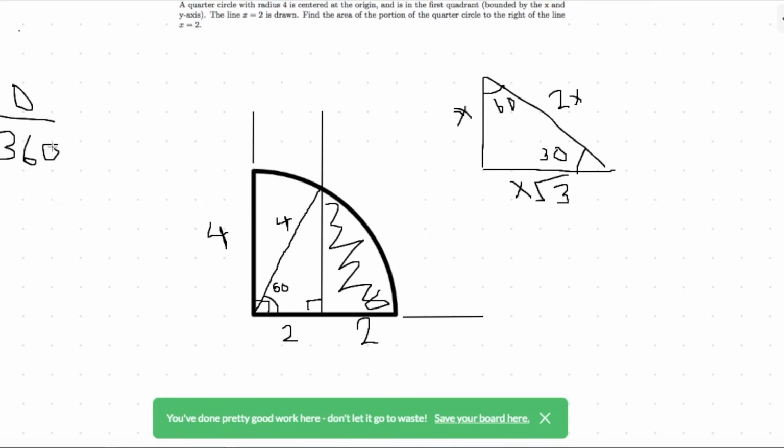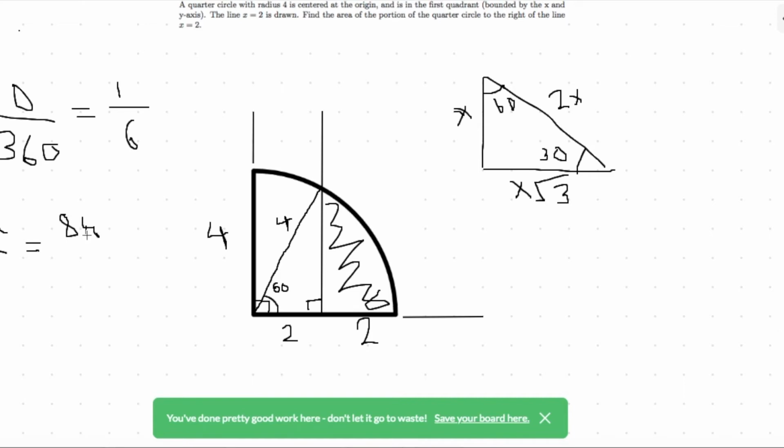So the area of this sector bounded by this line and the x-axis is going to be 1/6 the area of the total circle. So that area is 4 squared times pi, and that's going to be divided by 6. So that's going to simplify to 8 pi over 3. And we're going to keep that in our minds for now. But that's still not what we want.